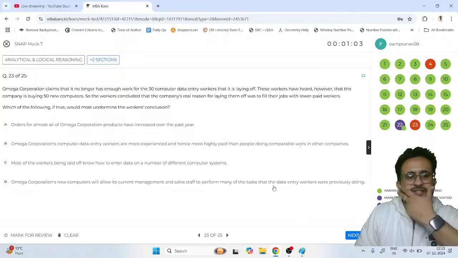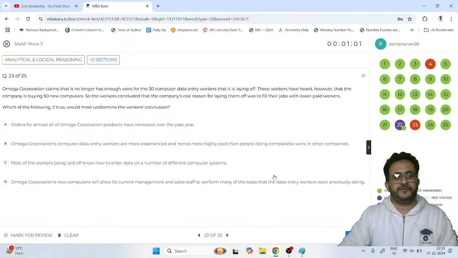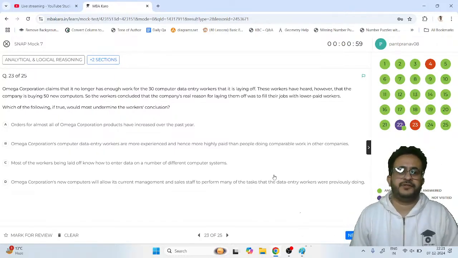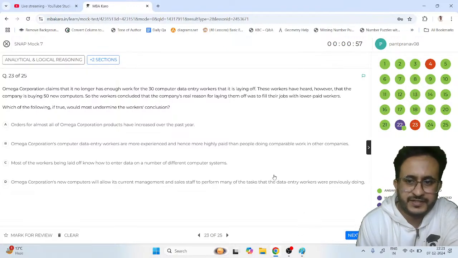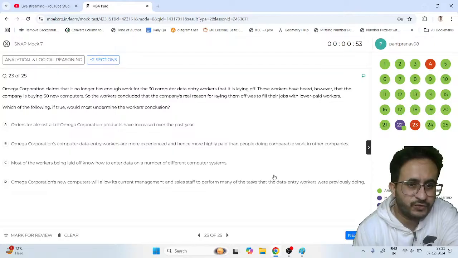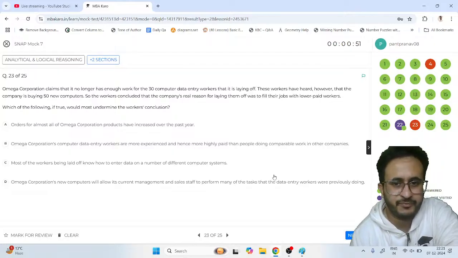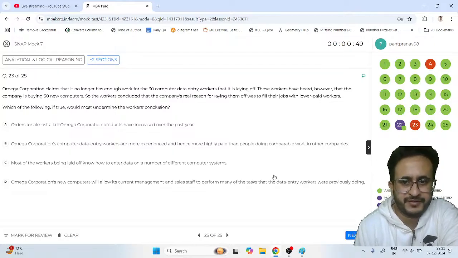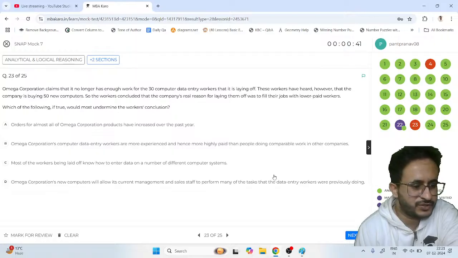Omega Corporation claims that it no longer has enough work for 30 data entry workers, that is, it is laying them off. These workers have heard, however, that the company is buying 50 new computers. So the workers concluded that the company's real reason for laying them off was to fill the jobs with lower paid workers. Okay, so that is their assumption, because they are firing people and still they are buying computers. Which of the following will undermine the workers' conclusion? Undermining the conclusion means weakening the argument.